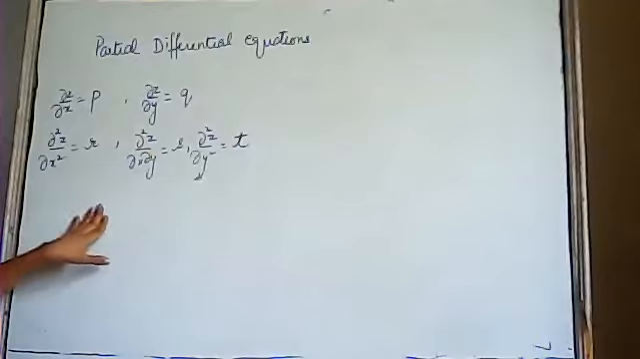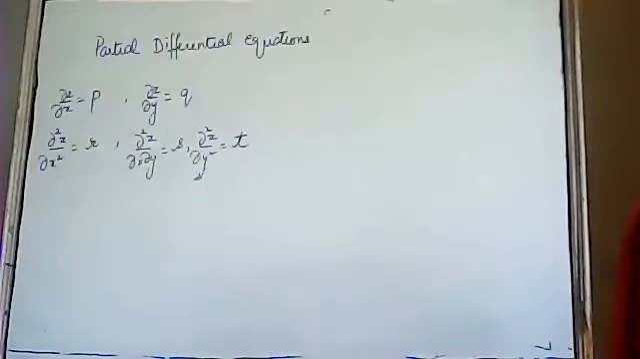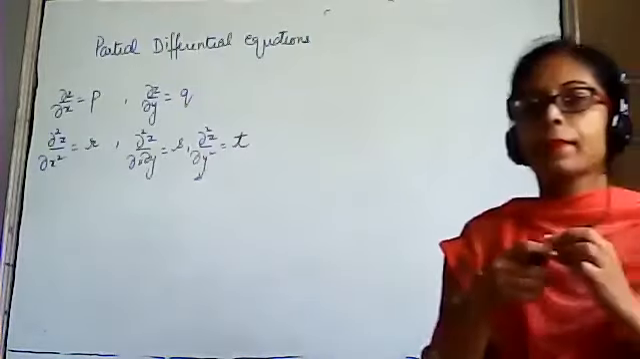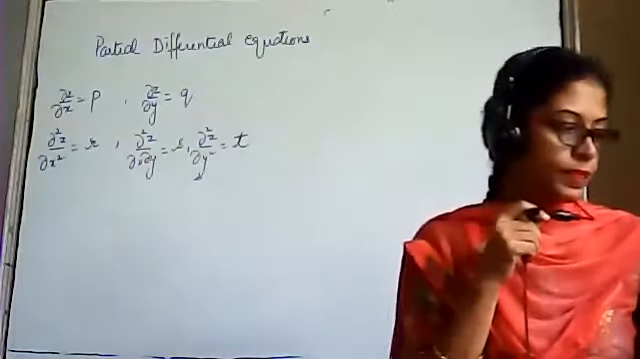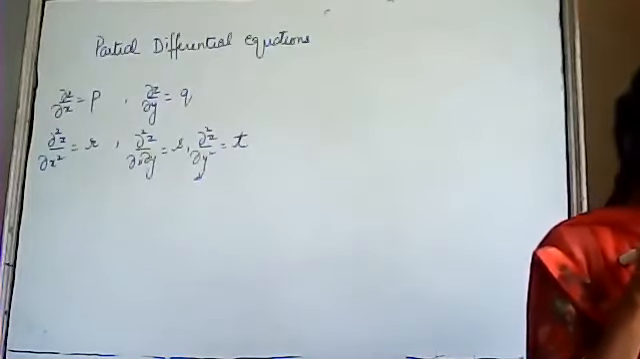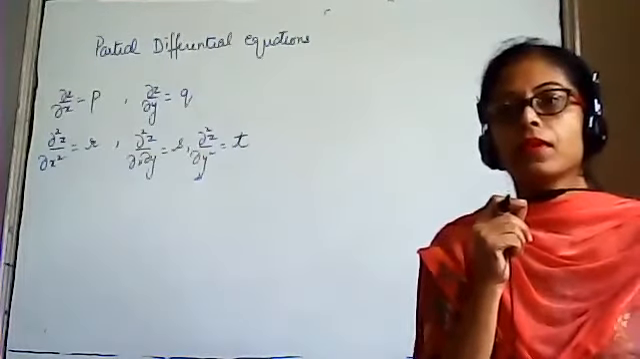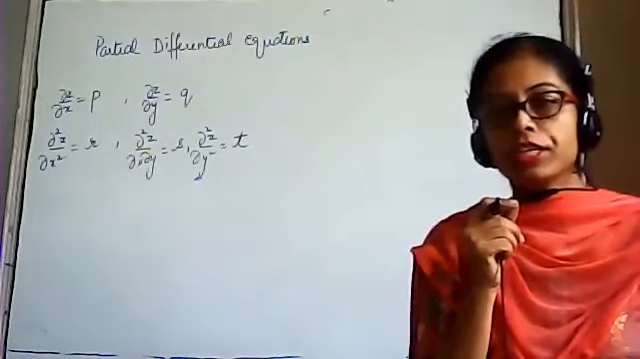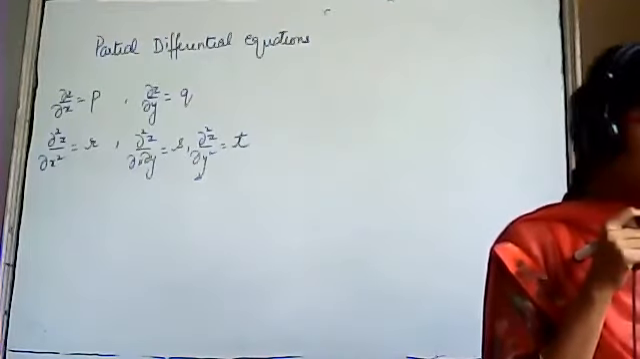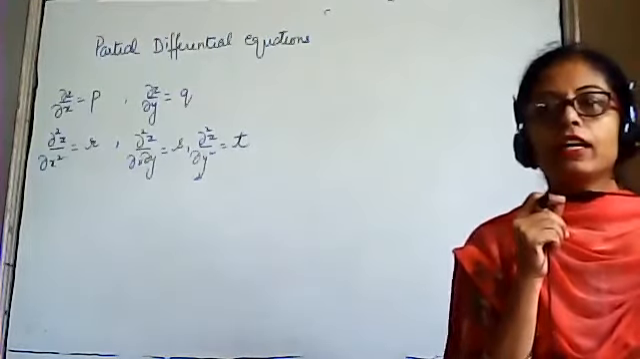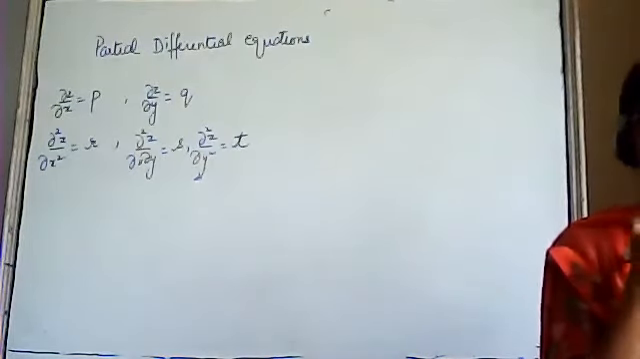We had done 2 questions on it. Let's do some more questions. Next question is from the partial differential equation. Please write it down. Form the partial differential equation from the following equation by eliminating arbitrary constants.